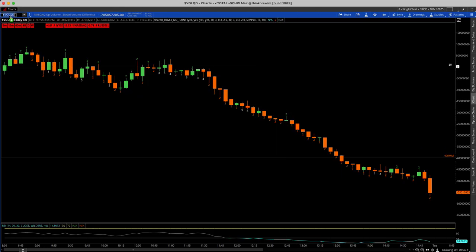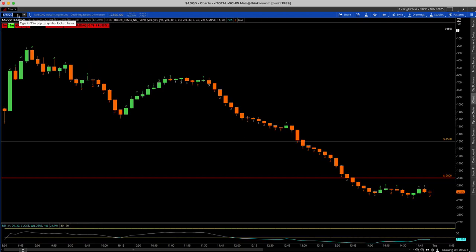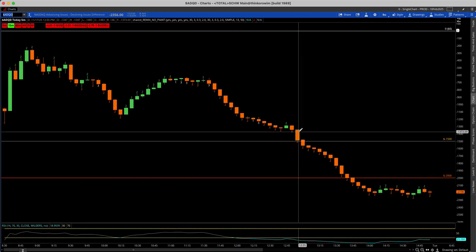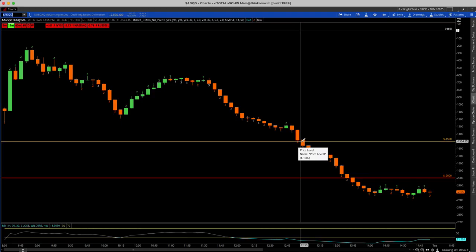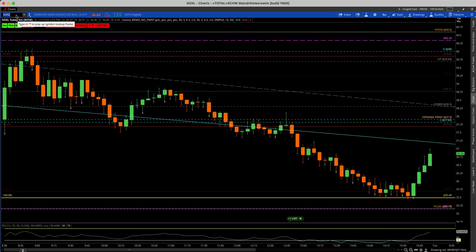Just looking at the other internals as well. ADQD, right? It was the same thing essentially. By this point, we are already in the trend lower zone from a market breadth perspective. So the signs were there for us to go ahead and get into puts. And so that's what we did.